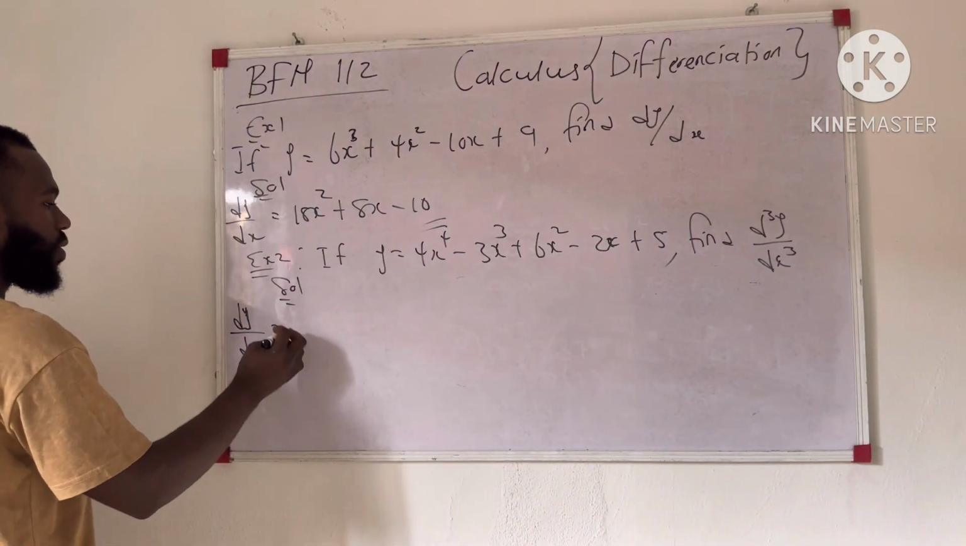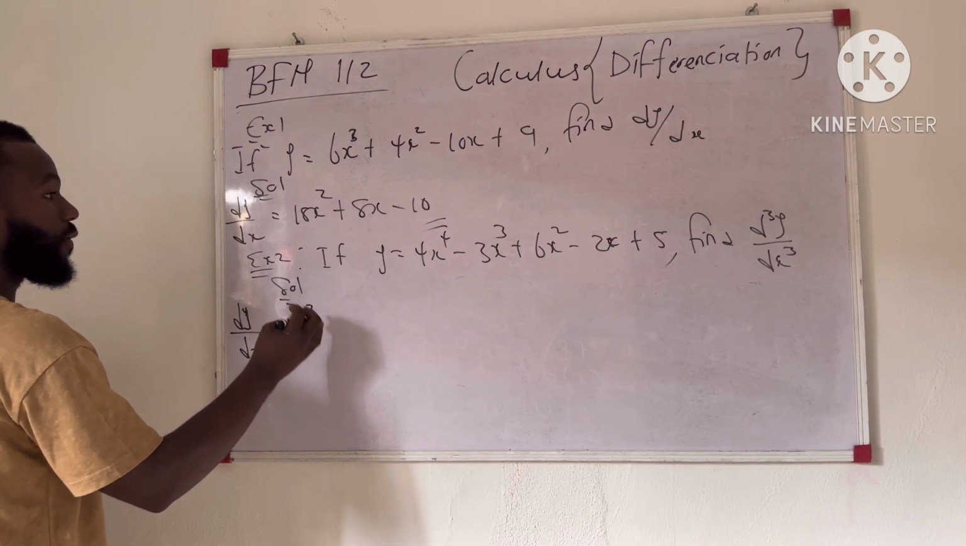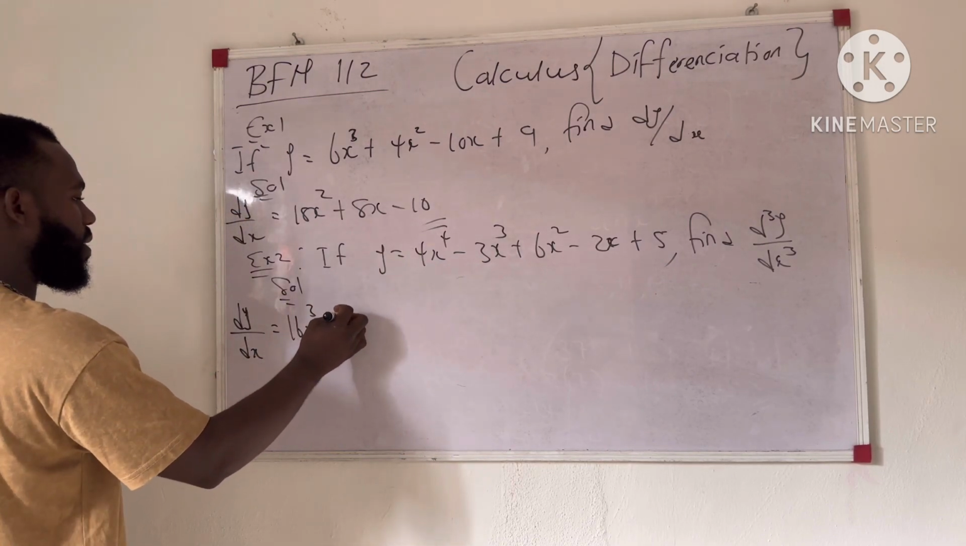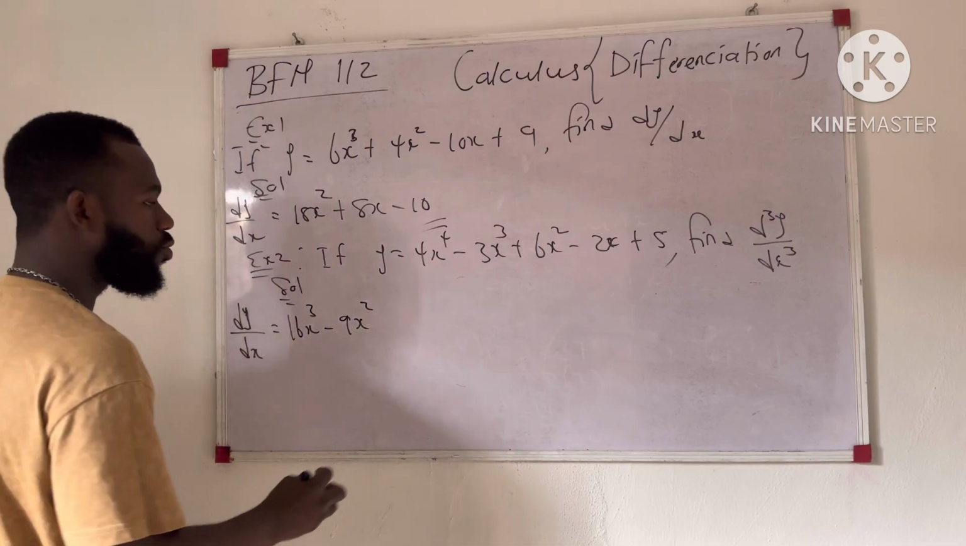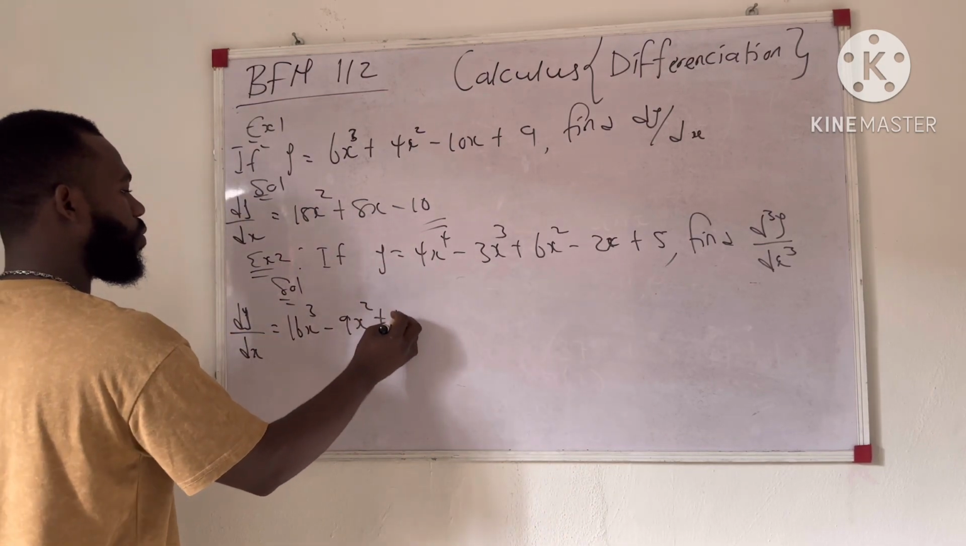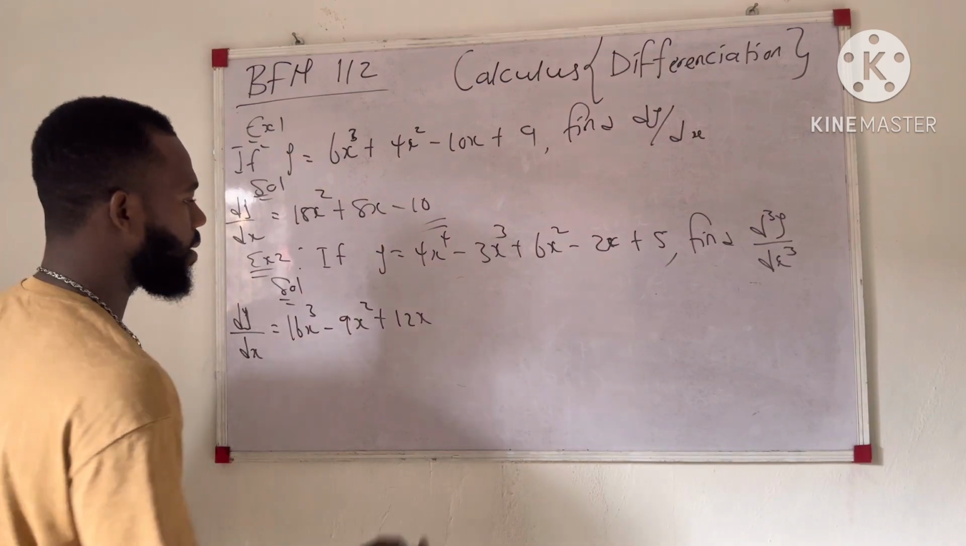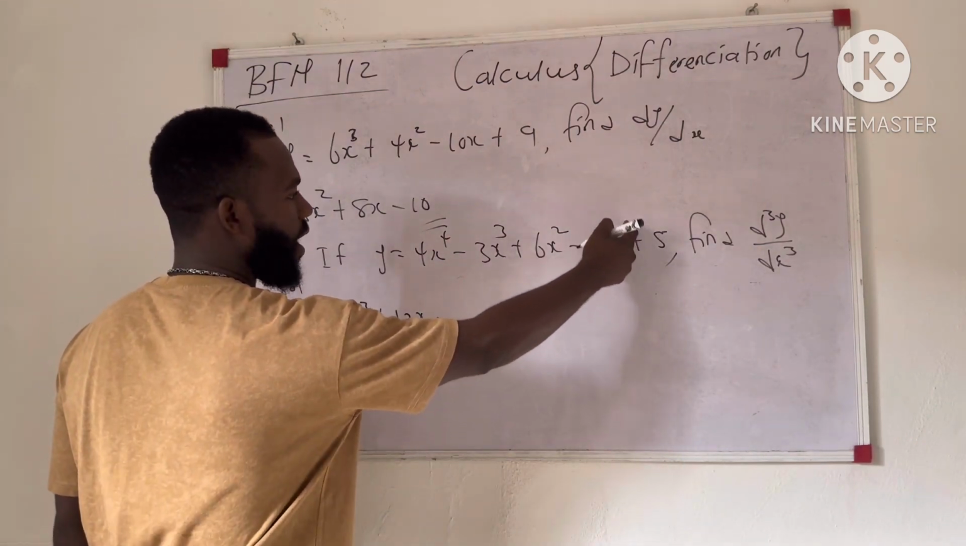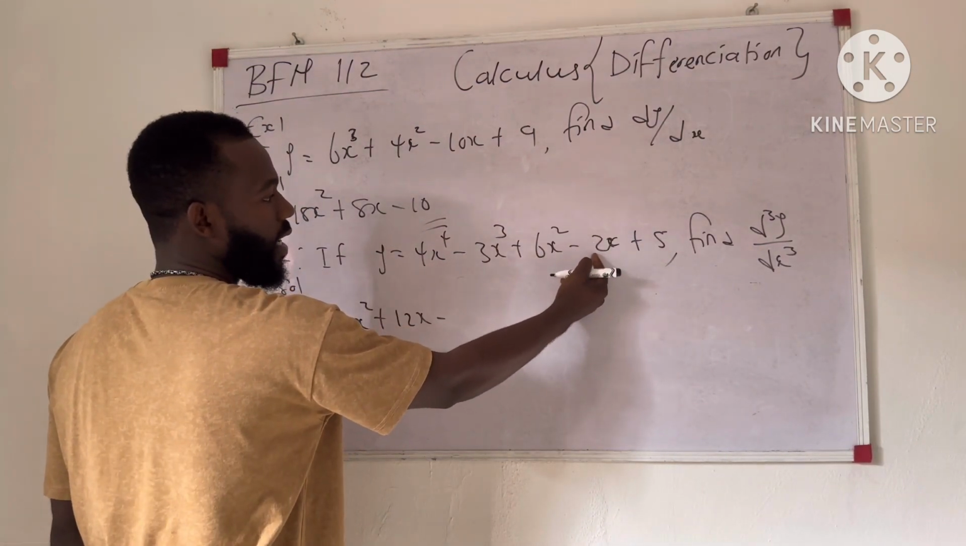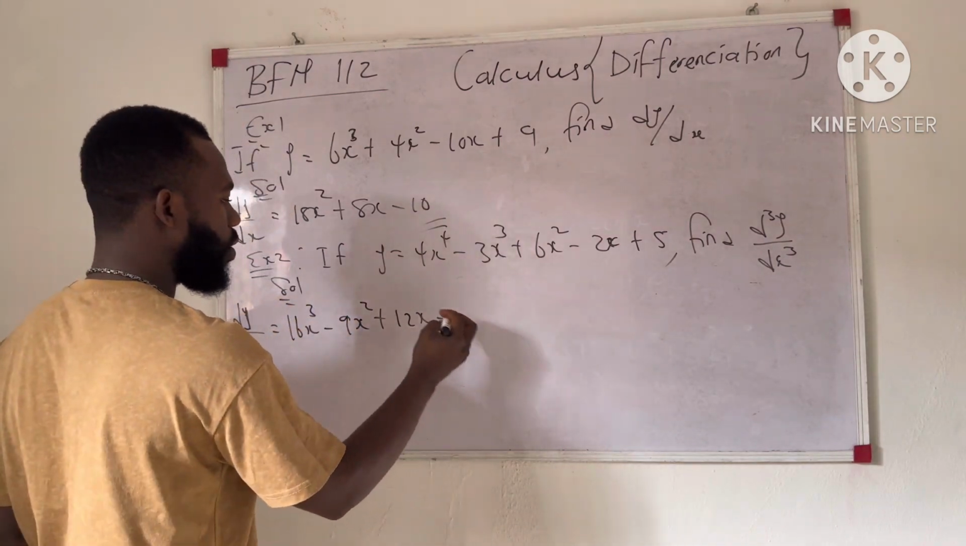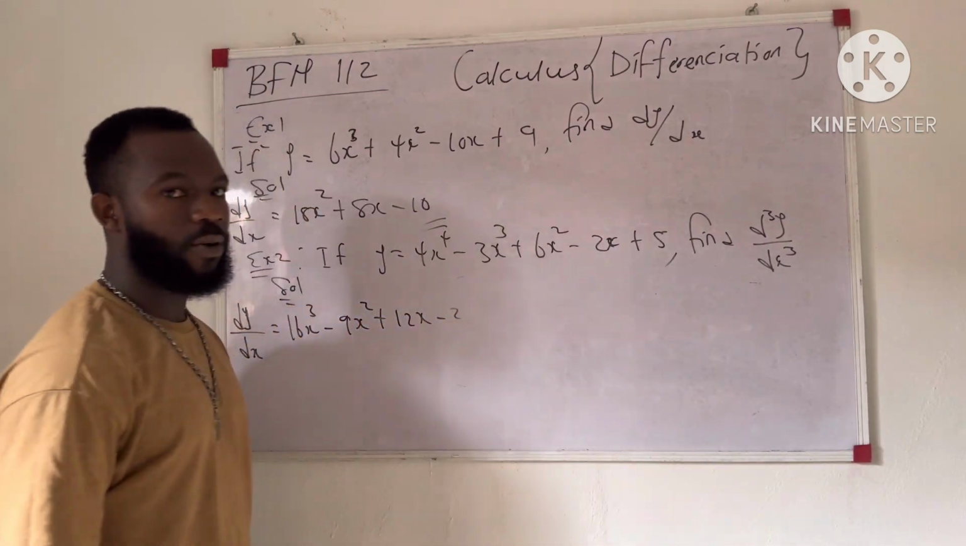4 times 4 gives us 16. 4 minus 1 gives us 3. 3 times 3 gives us 9. 3 minus 1 gives us 2. 2 times 6 gives us 12. 2 minus 1 gives us 1. Minus, if we differentiate 2x, like I said, because the power is 1, our coefficient is the answer. So we're going to get 2, and if I differentiate 5, I'll get 0.